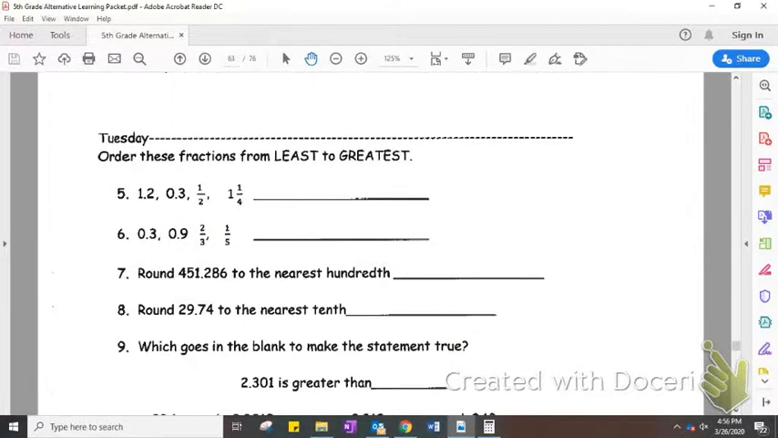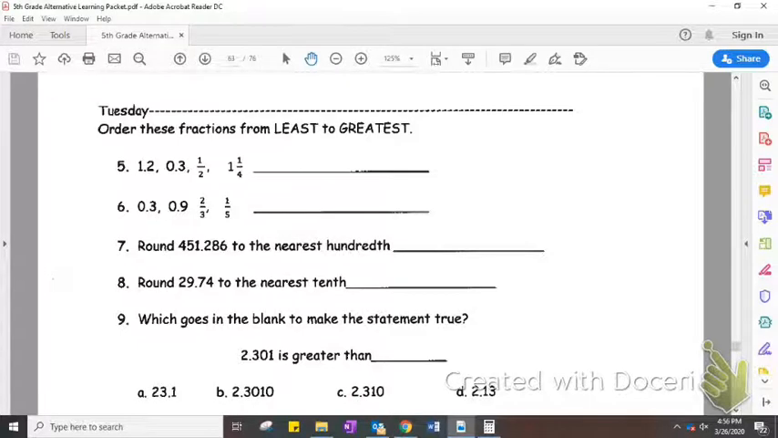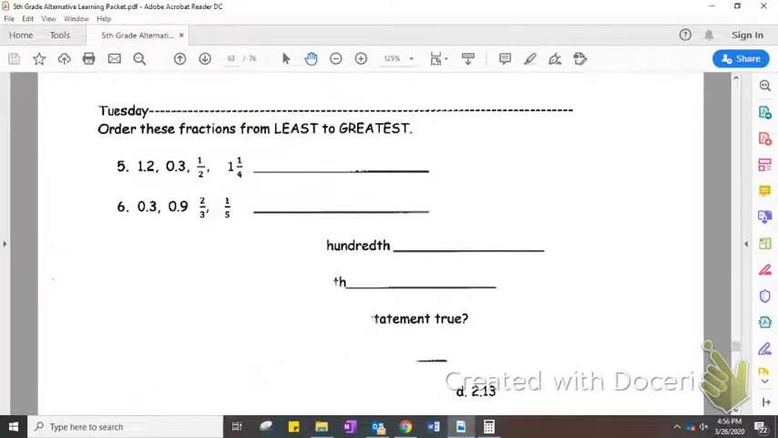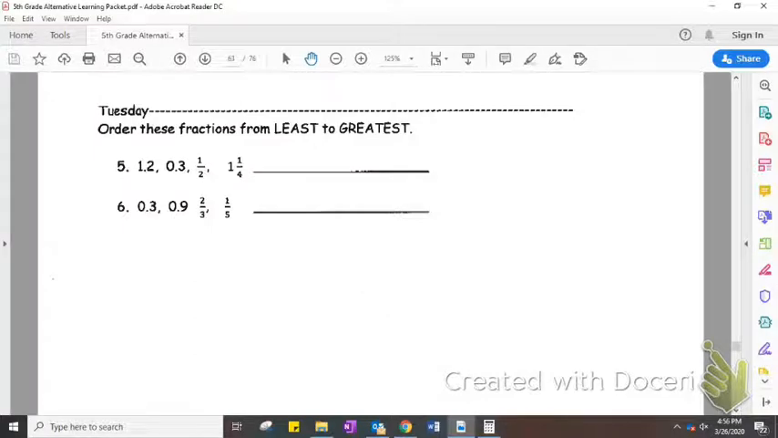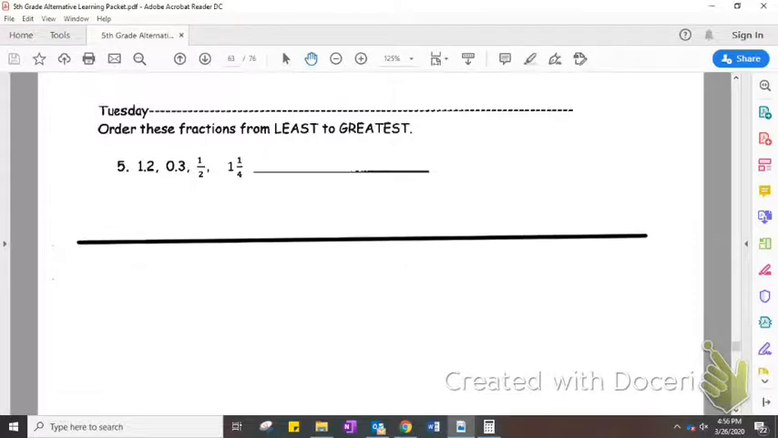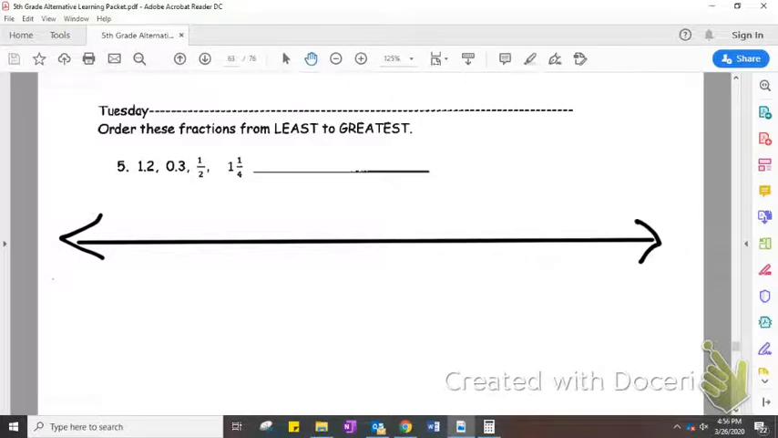All right, Tuesday. Order these fractions from least to greatest. All right, this kind of goes back to some of the review we did last week in our math minutes. We'll start with 5. 1 and 2/10, 3/10, 1/2, and 1 1/4. All right, so it helps to think about a number line. And we'll go from 0 to 1 whole, and we'll go up to 2. There's no numbers that are 2 or greater.